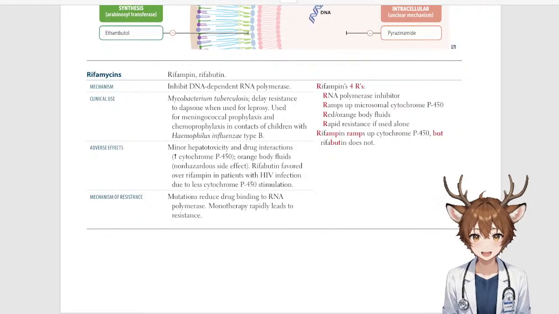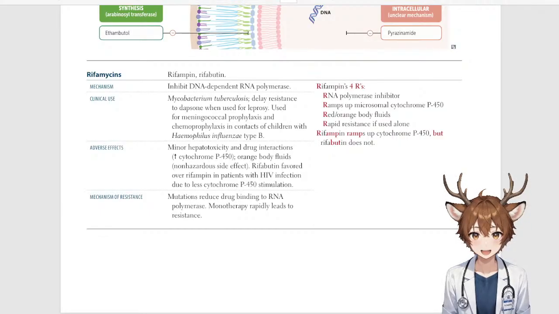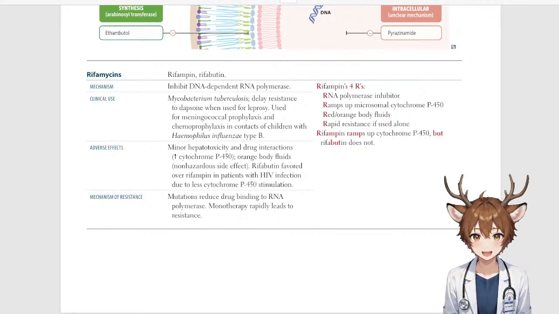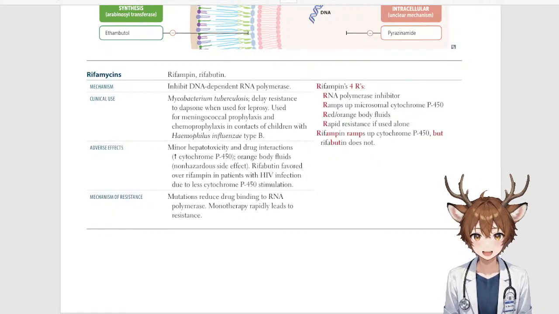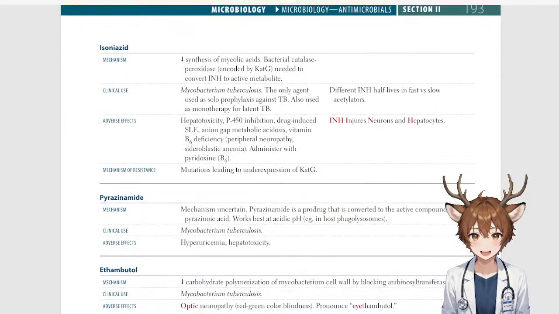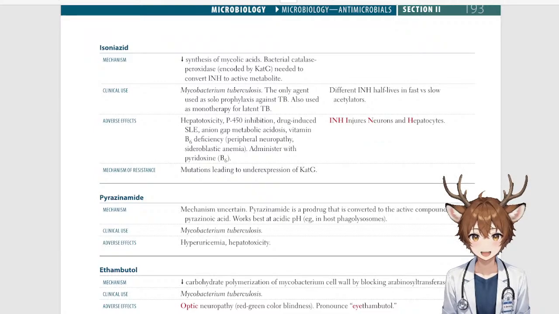Isoniazid, INH, inhibits mycolic acid synthesis, leading to a decrease in cell wall synthesis. Bacterial catalase-peroxidase, encoded by KatG, is needed to convert INH to its active form. INH resistance arises due to mutations in KatG. Okay, so that's what I'm reading from in my book. My thing looks a little bit different, so let's go back to INH.